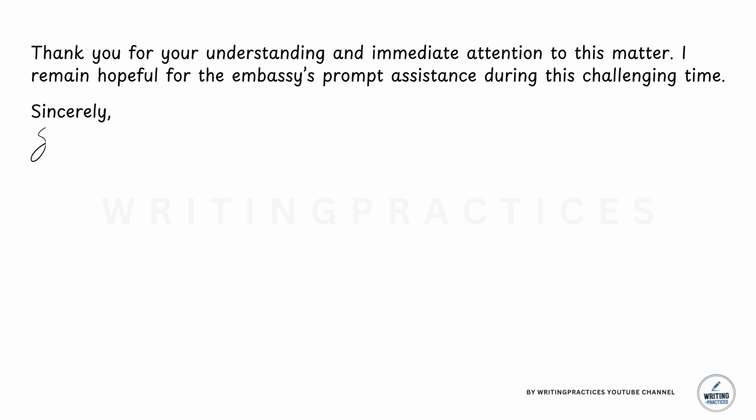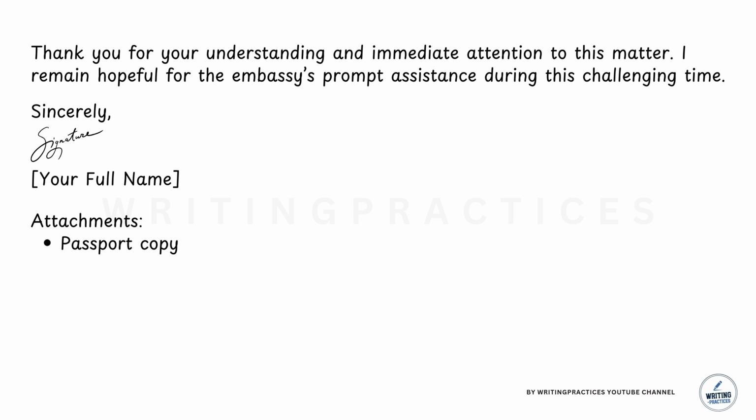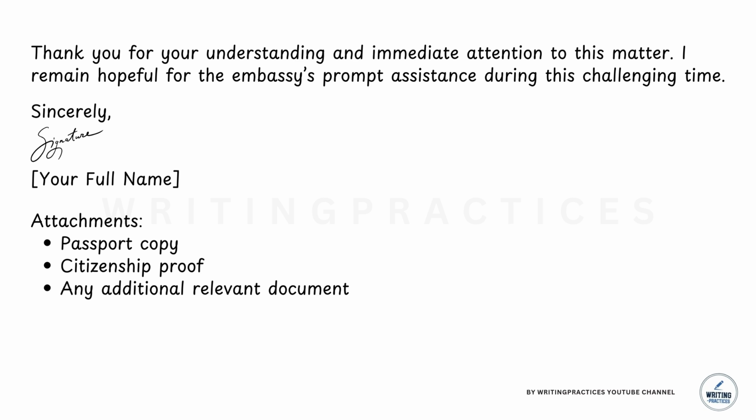Signature and attachments. Conclude the letter with a formal closing, such as sincerely, followed by your full name. Beneath your signature, list the attachments to ensure the embassy is aware of all included documents. For example, sincerely, Jane Doe. Attachments: passport copy, citizenship proof, emergency contact information. This final step ties everything together and ensures the letter is complete and well organized.